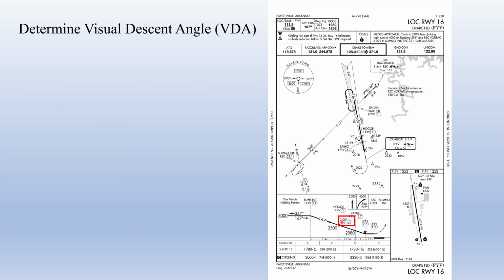You'll have a digit, a decimal point, and then 2 more digits, and then you'll have the little degree symbol after that, and this little angle symbol right here is what tells you that this is a VDA and not a glide slope or a glide path. Just like a glide slope angle or a glide path angle, it will have a threshold crossing height, or TCH, underneath it. And this is, if you stay on that visual descent angle, what height above the touchdown zone you're going to cross the threshold at.